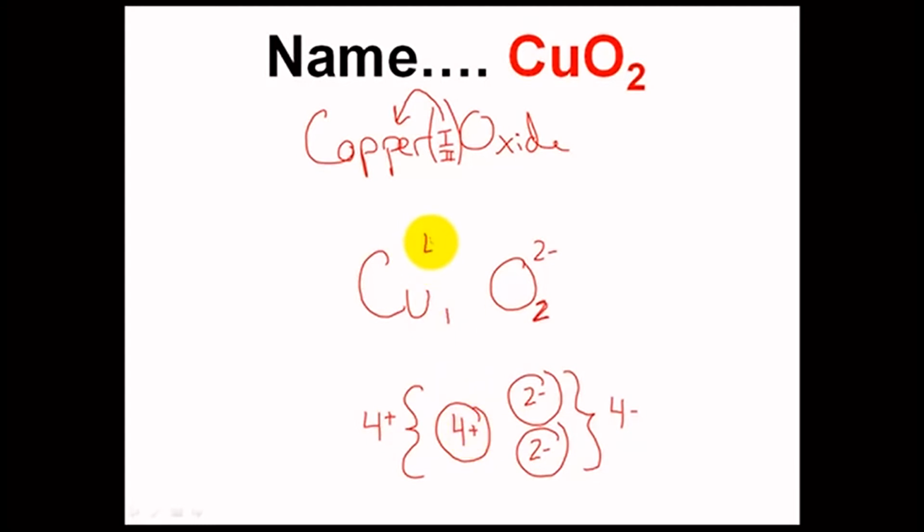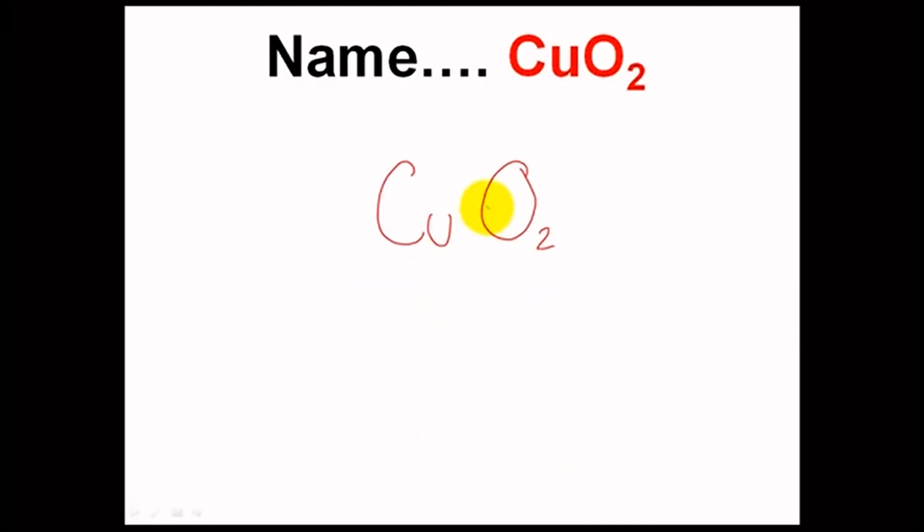So what is the charge for copper? 4 plus. So how do I write this finally? I finally write this as copper, parentheses, in Roman numerals, 4, oxide. And that tells me that copper has a 4 plus charge. Another way to look at the same problem is going to be, take the given. The given is the formula, CuO2.